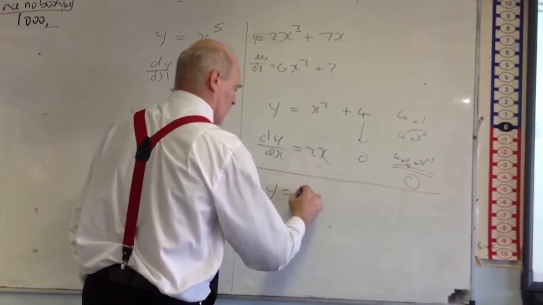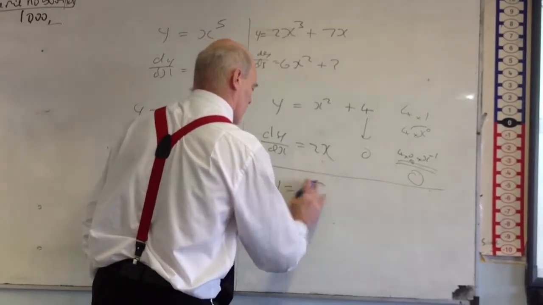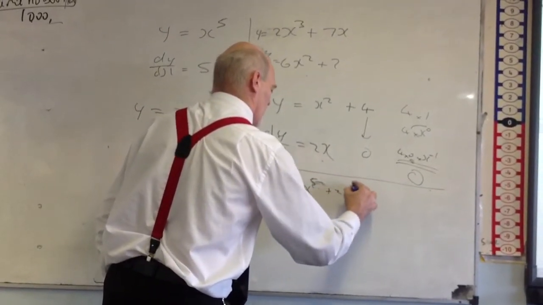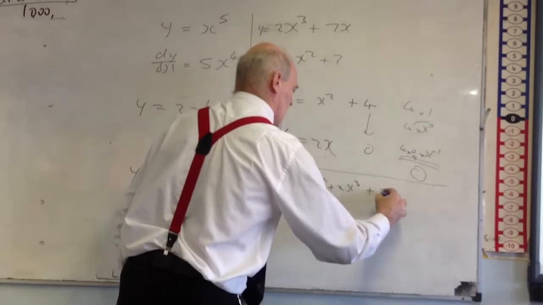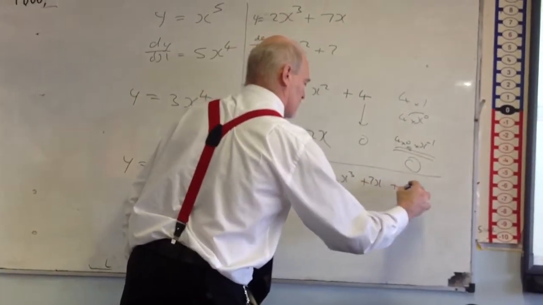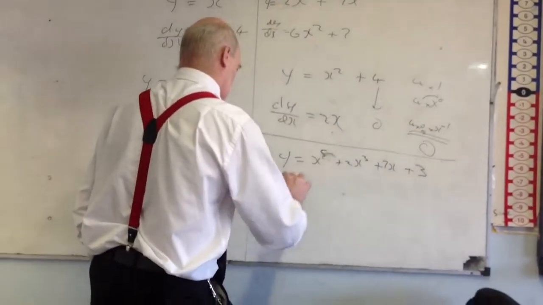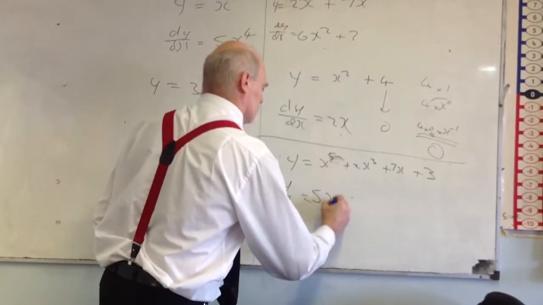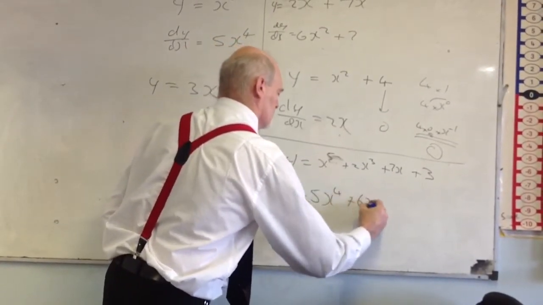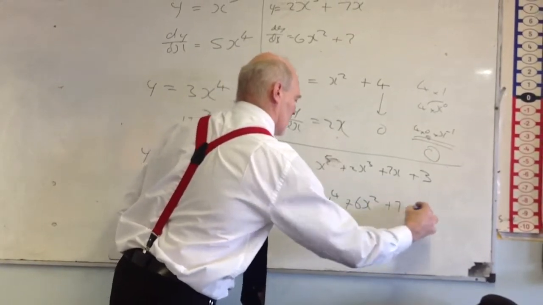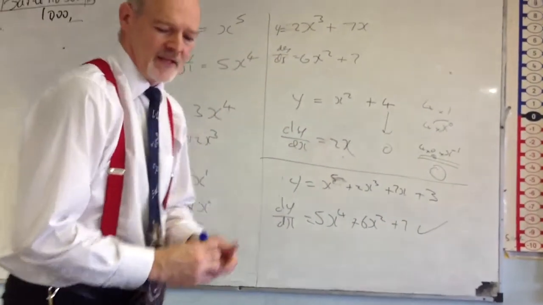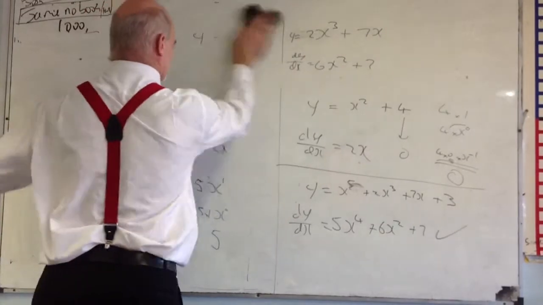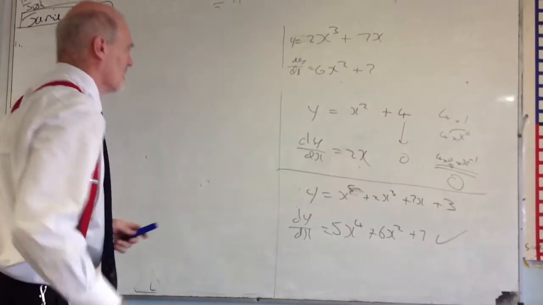Suppose I've got, just for example, x to the 5 plus 2x cubed plus x, 7x plus 3. What would the answer for that be? It's 5x to the power of 4, 6x squared plus 7. Perfect.